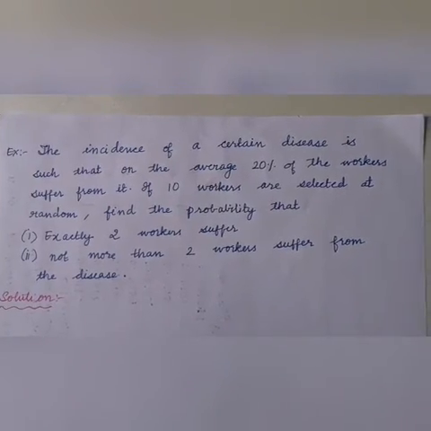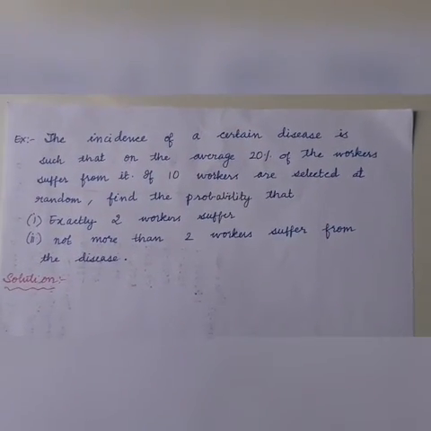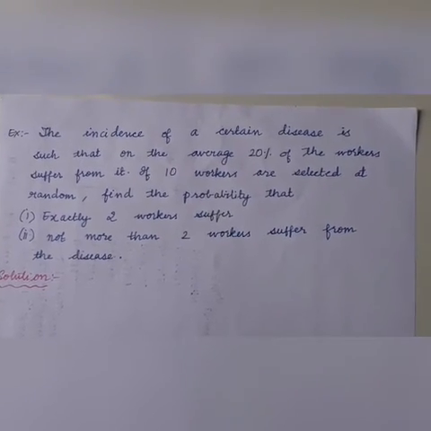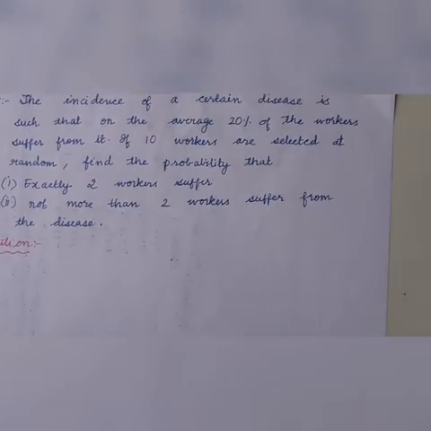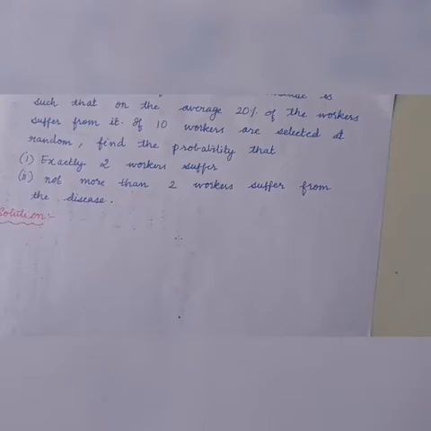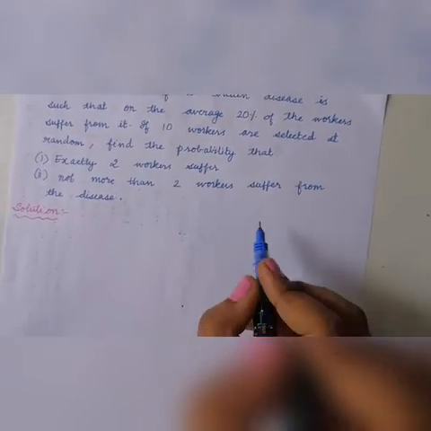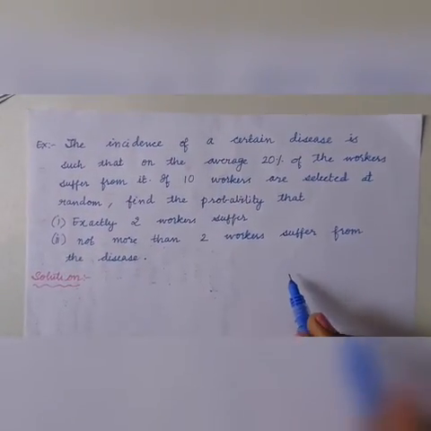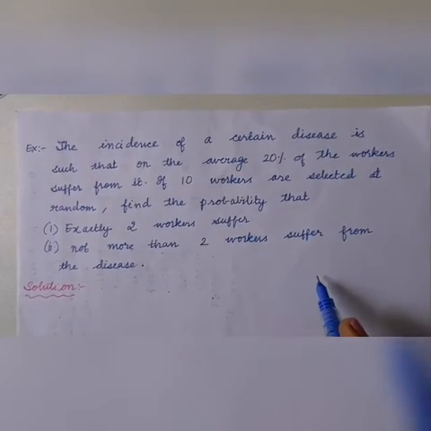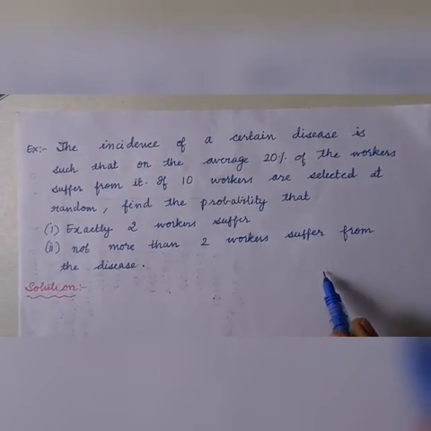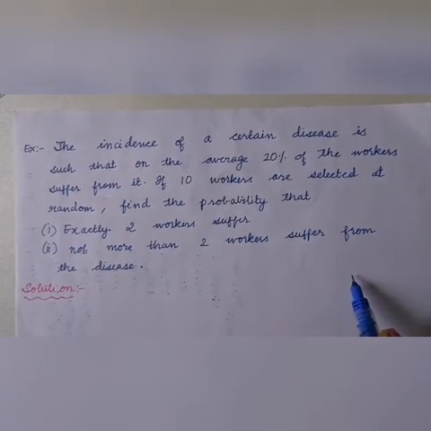So we have another example for binomial distribution here. Before I start this question, I wanted to tell you binomial distribution has only two outcomes, either success or failure. That is why it is called binomial. Bi means two, so either success or failure.